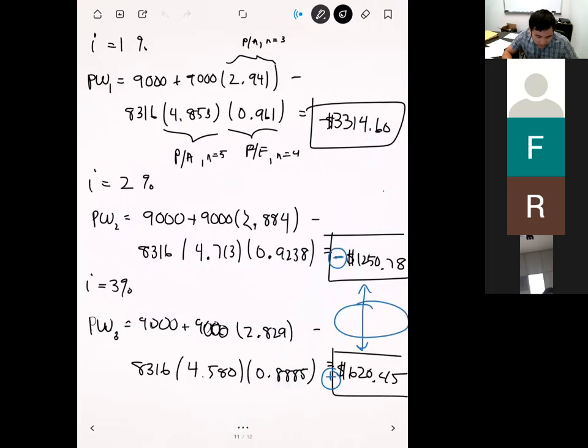On this next page, what we did was start plugging in different interest rates and then computing how that affects our present worth. We started with an interest rate of 1%, one of the lowest that we can go. And what we got from this was a negative $3,314.60. Then we said, okay, that's not that close to zero, so let's keep continuing.